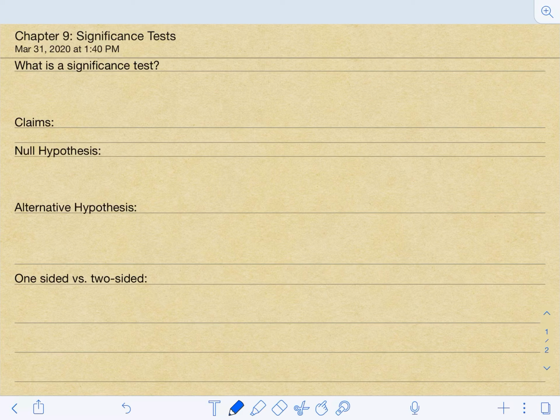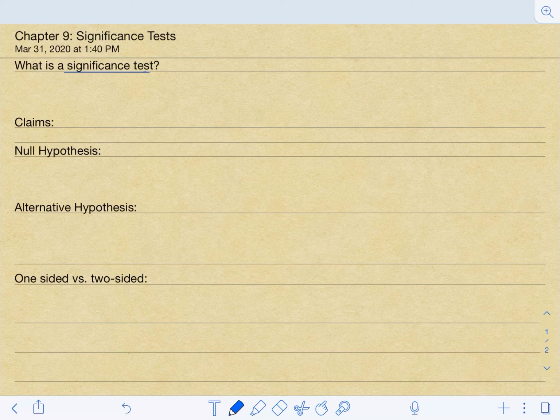I'll be making videos like this every day, just going through materials. So let's start off with the main topic of the chapter. Chapter 9 is about testing a claim. Now, we test claims with things called significance tests. Okay, and there's a whole process behind the significance test. That's what a lot of Chapter 9 is all about. And so, whenever we want to test a claim, we're going to use a significance test.